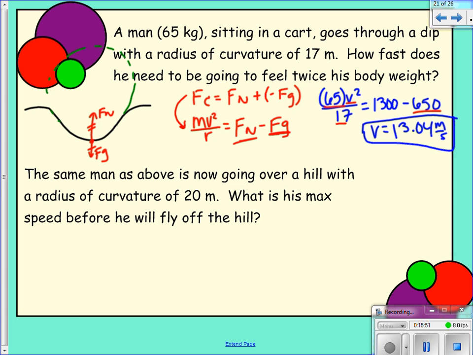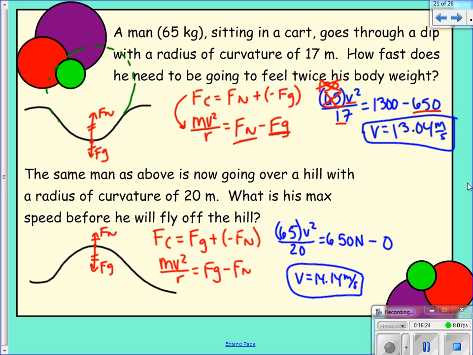A common mistake students make, and sometimes they get lucky with the numbers, but it's not the correct way, is they think, oh, if I'm feeling twice my body weight, then that means my mass must be 130. That is not correct. Your mass does not change. Remember, mass is a measure of how much matter you have. You don't lose or gain matter when you go through dips and things like that. So do not change your mass. It's your force normal that changes. So let's go ahead and pause the video again and give you another chance to try the second problem.